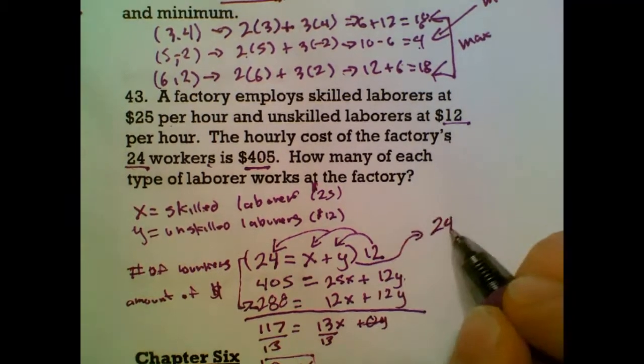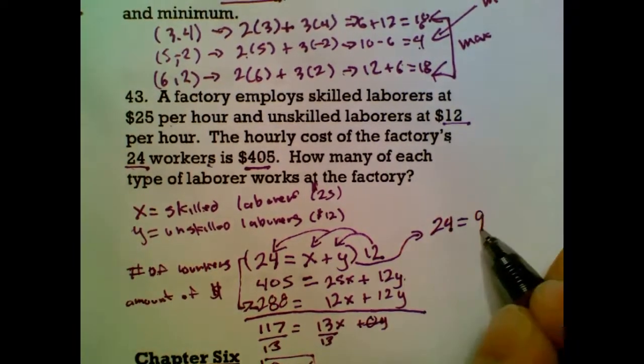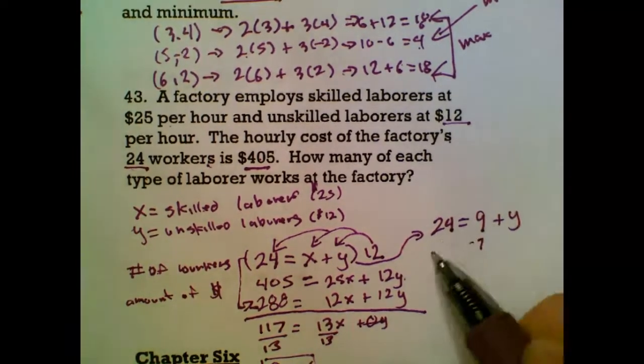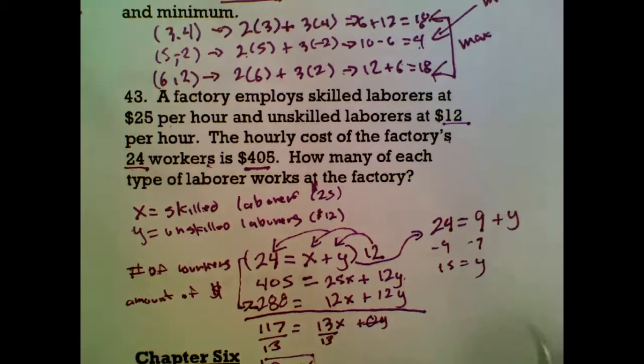So we know there's 24 laborers, and of them, 9 are skilled. How many are not skilled? Well, let's subtract 9 from both sides. We got 15 is equal to y. So we got 9 skilled and 15 unskilled laborers.